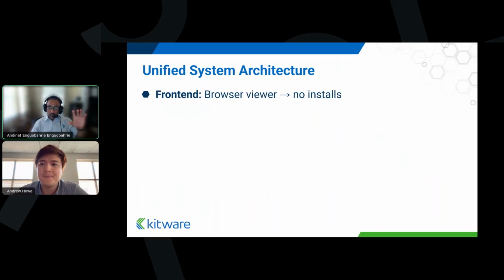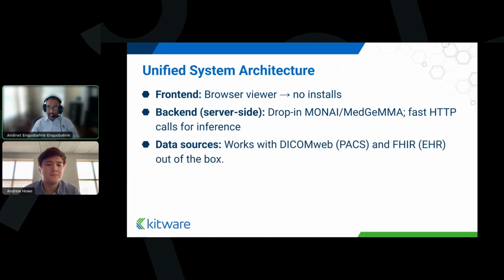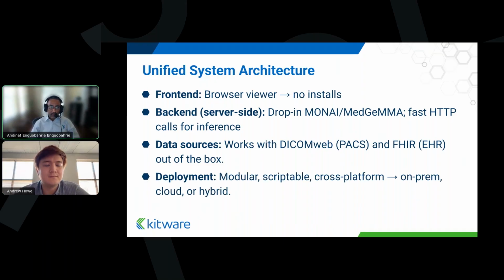So just to explain a little bit more about the architecture, you have now the front end, which is a pure browser, right? Web browser. You don't need any installation. You have your back end, which is a Python inference service where you can plug in different models, and then your data source will be connected using DICOMweb with a DICOM server, and the REST API with a FHIR server, and then you can deploy it either on-prem or the cloud or hybrid.